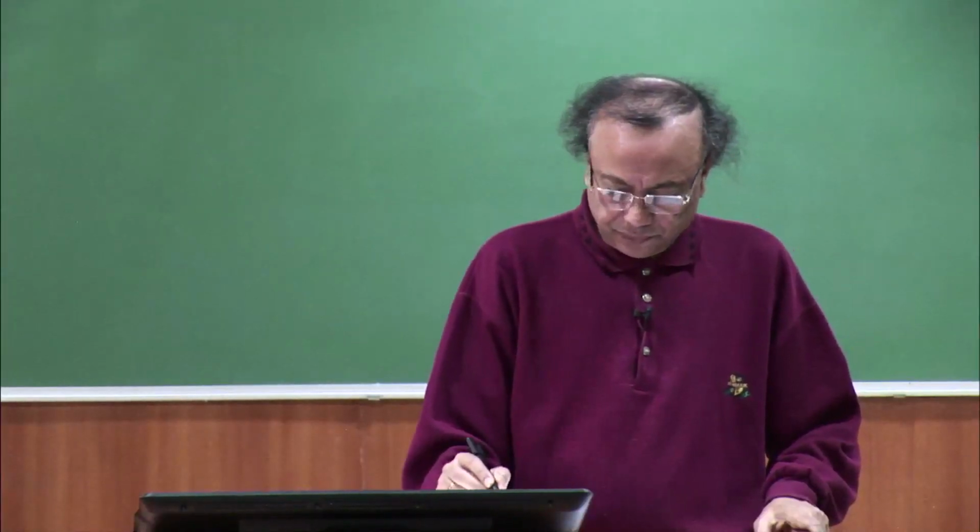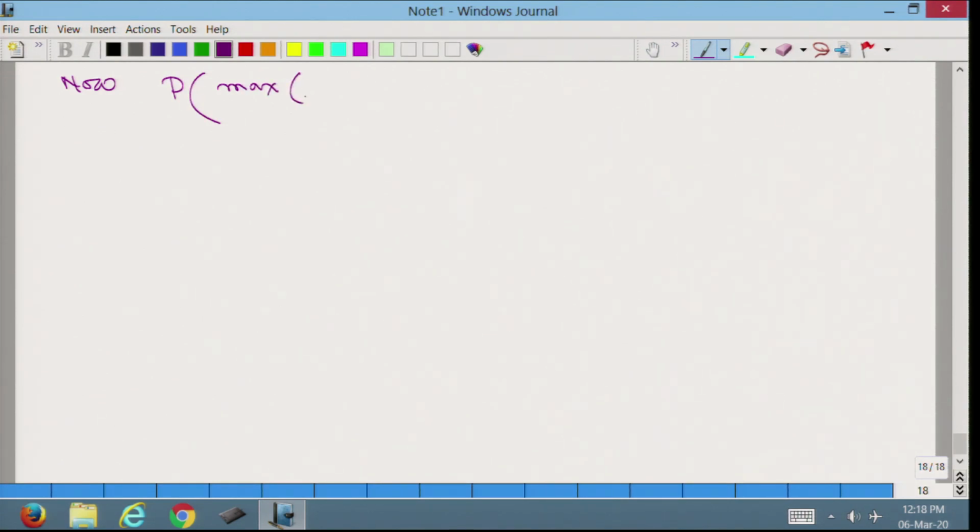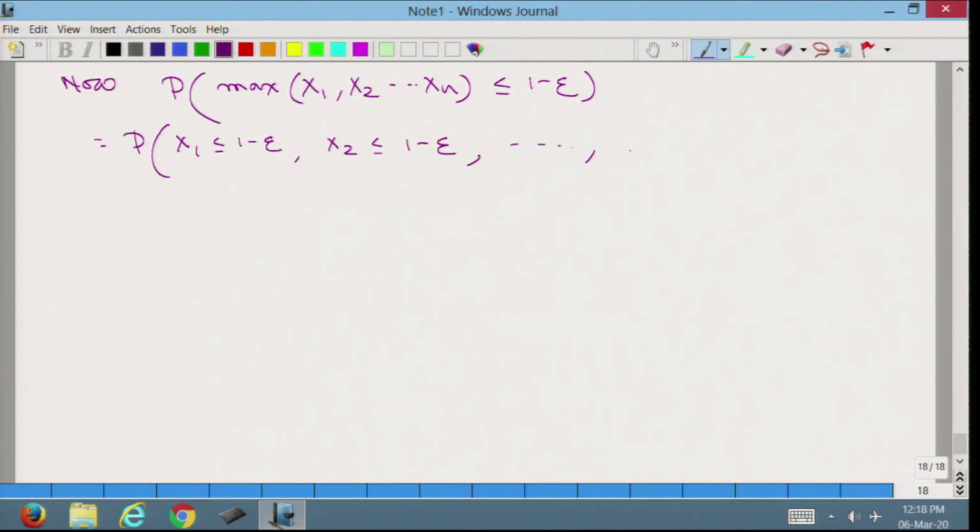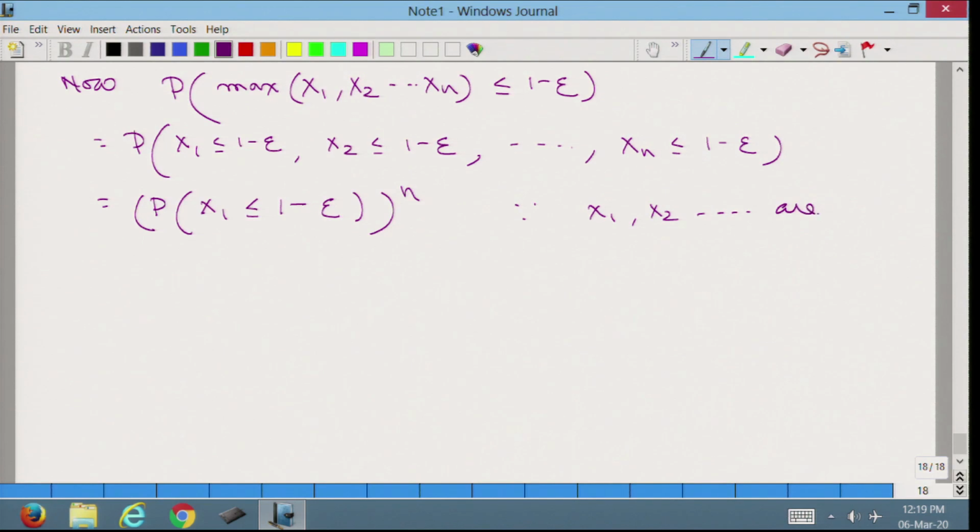Now, probability maximum of X1, X2, ..., Xn ≤ 1 − ε is equal to probability X1 ≤ 1 − ε, X2 ≤ 1 − ε, ..., Xn ≤ 1 − ε, which is equal to probability X1 ≤ 1 − ε, this whole to the power n, since X1, X2 are independent.